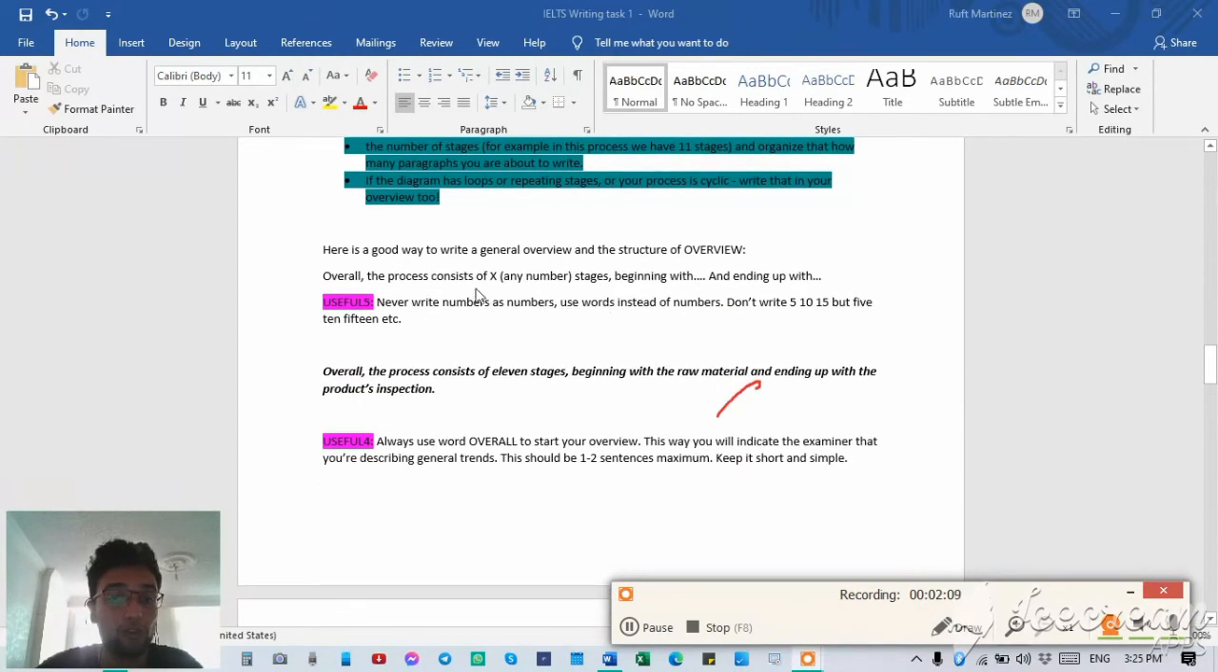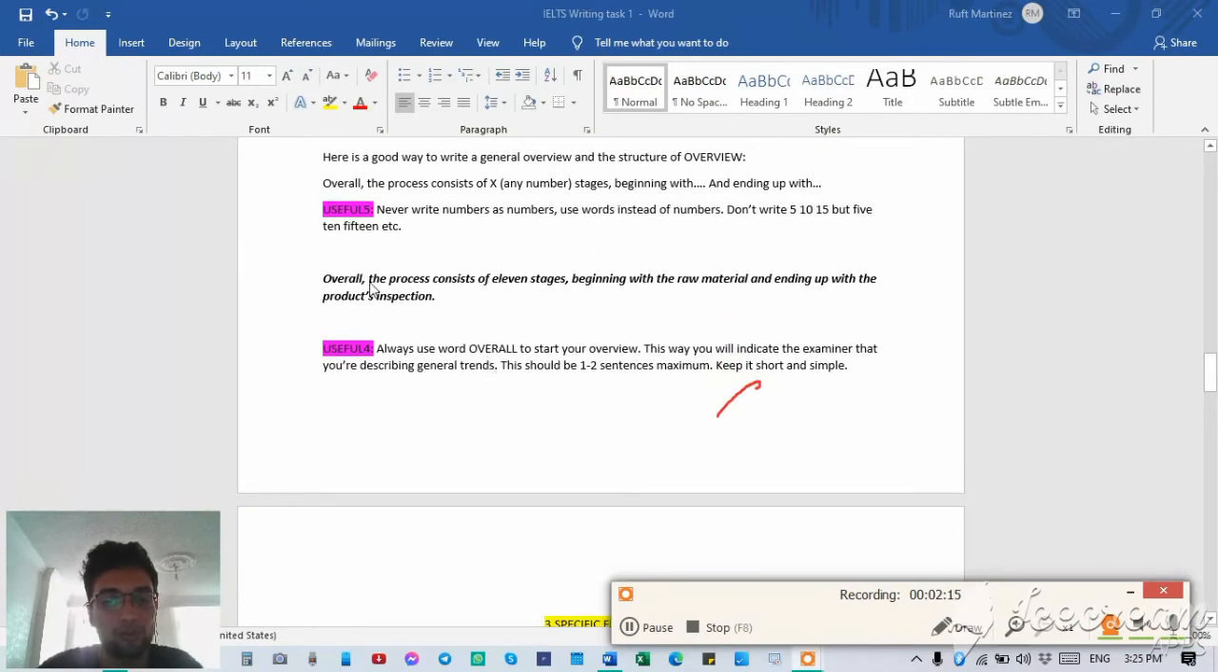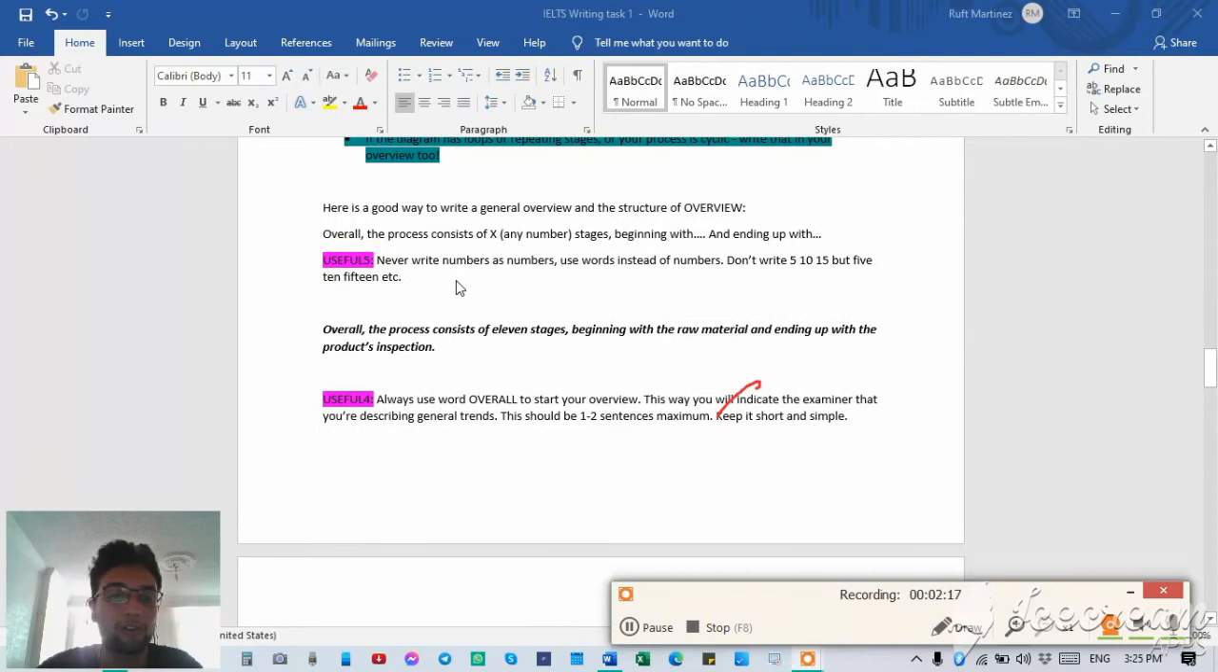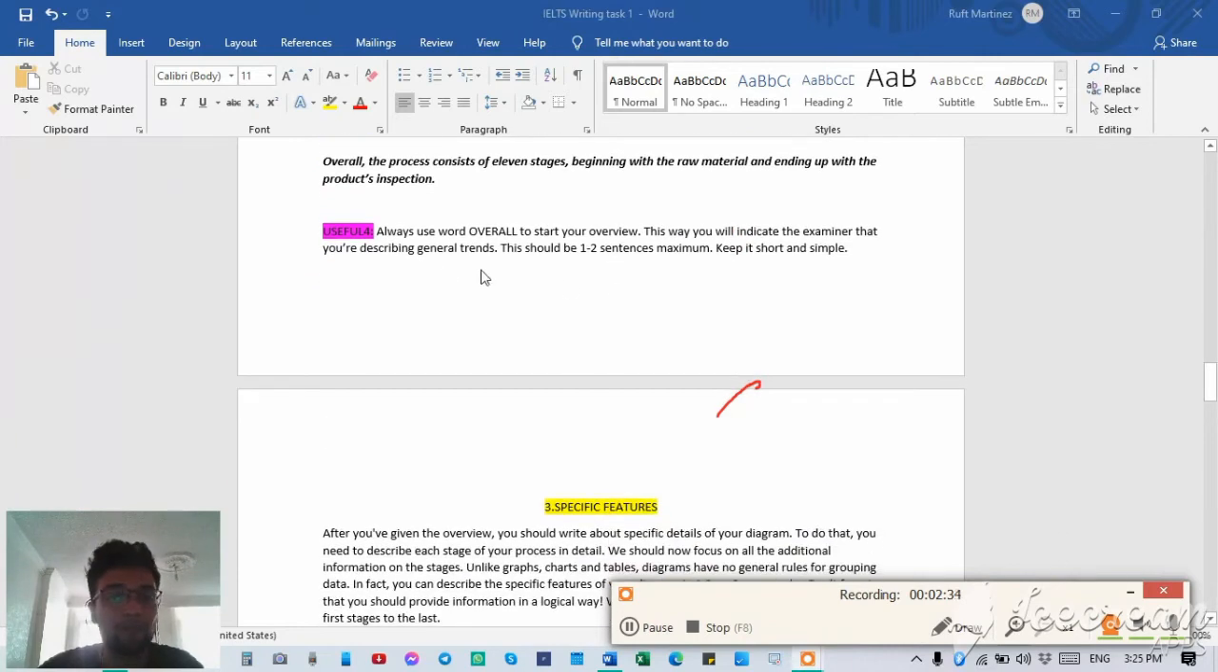What you should do is just follow this structure. You should write this sentence in your structure. There's another useful message I give to you: never write numbers as numbers, which means don't write 5, 10, or 15 like this. Write them in words. Do not write numbers in your essay.